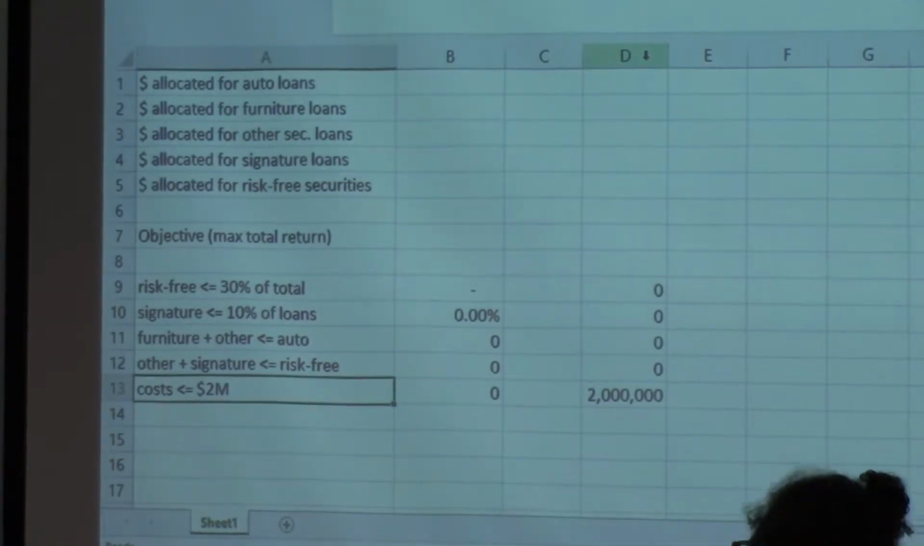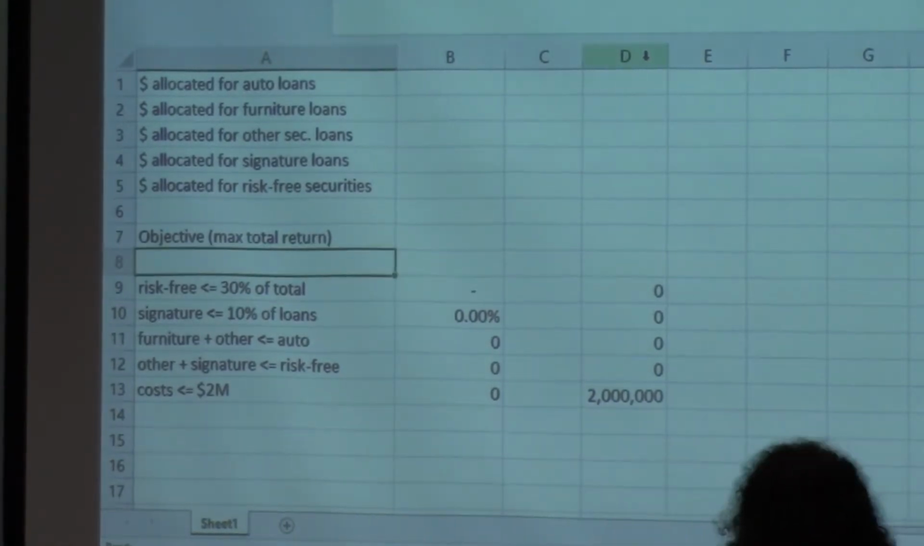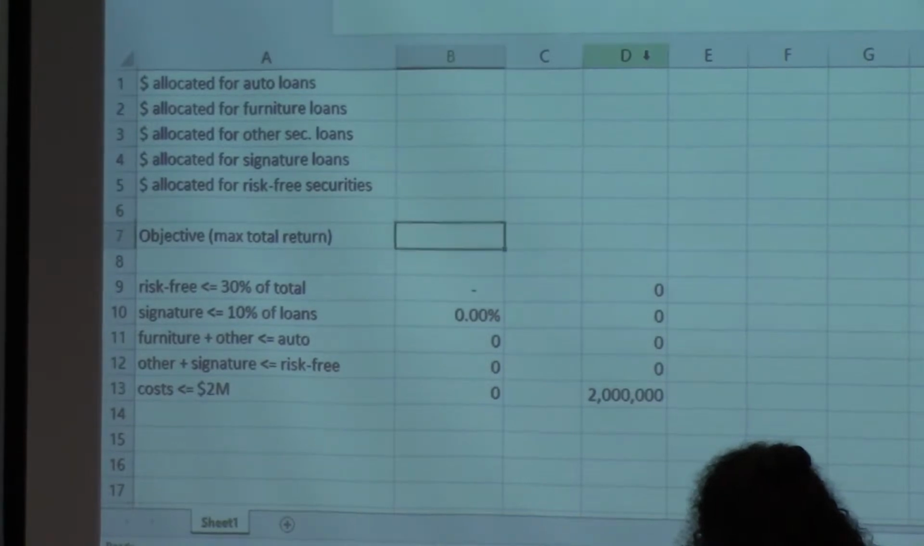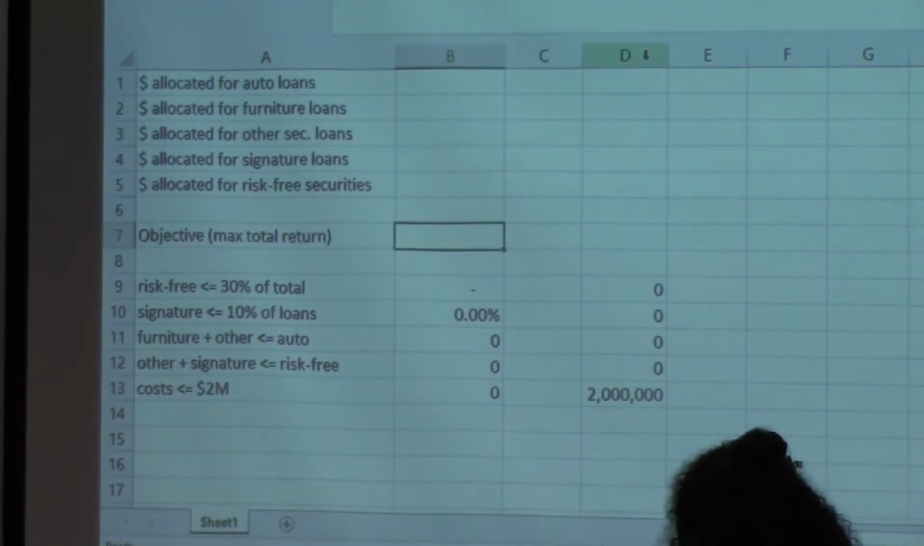All right. So good. So we want to compute our objective function then. I'm still stuck on that. All right. So what are the returns for each one of these?